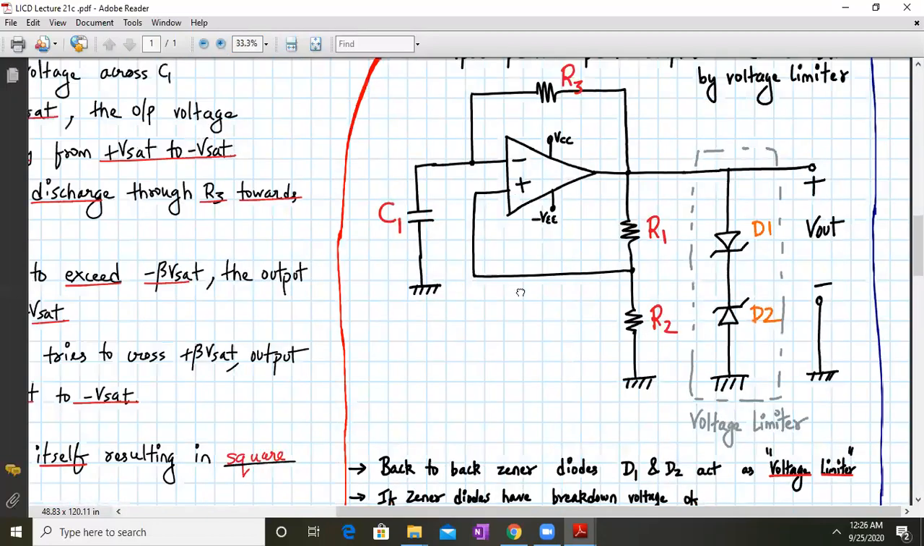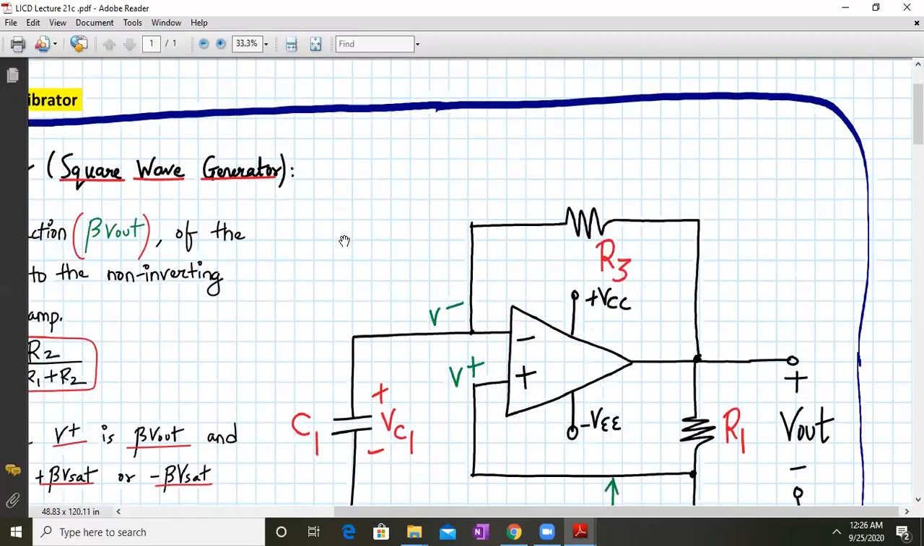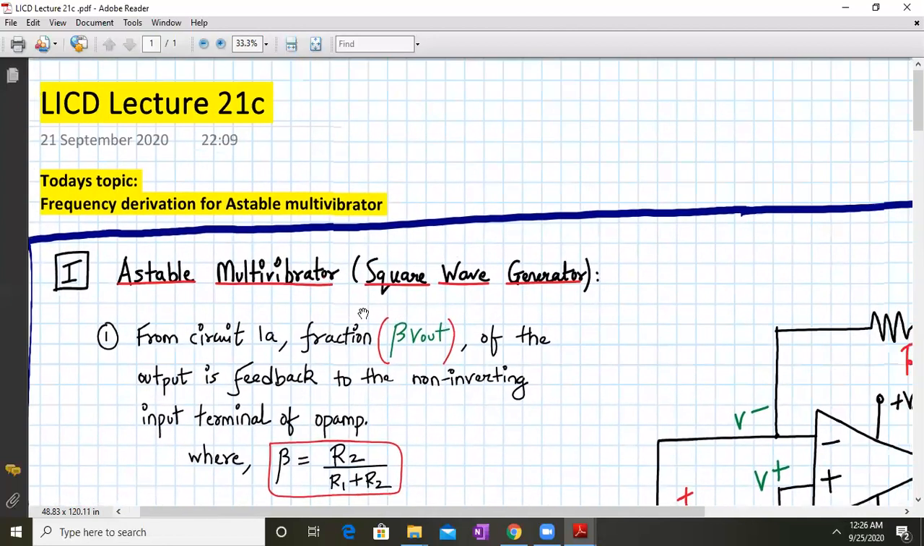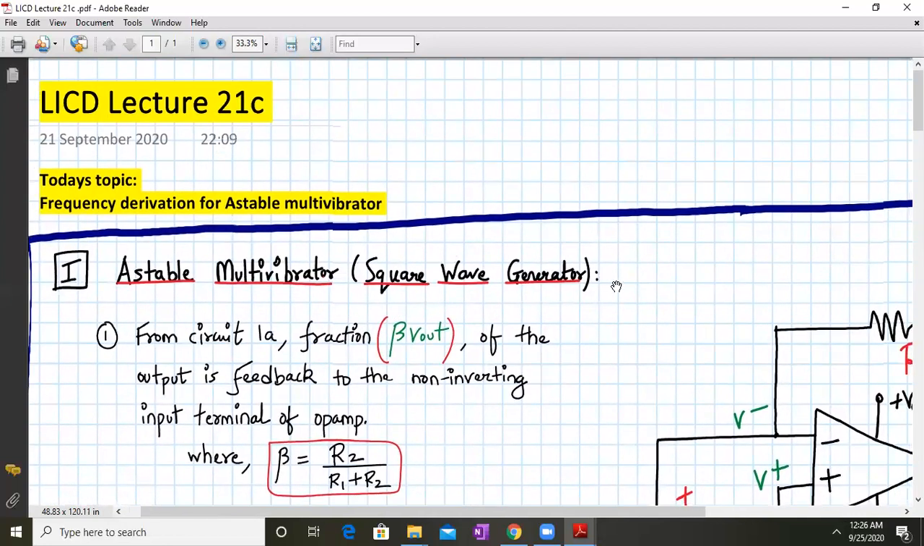Okay, I guess we have completed our objective of deriving the frequency expression for an astable multivibrator. So that's it for today's lecture. Next time we'll see a design numerical on an astable multivibrator.